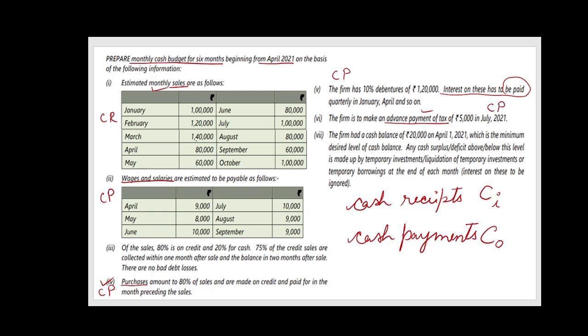And then the last one is relating to the cash balance, the opening cash balance which the business has. And this problem talks in terms of maintaining a minimum cash balance. At any given point of time, the business has to maintain a minimum cash balance. The firm had a cash balance of rupees 20,000 on April 1st, 2021, which is the minimum desired level of cash balance. So, what it says is that at any given point of time in any month, the business should have at least 20,000 rupees as its closing balance.